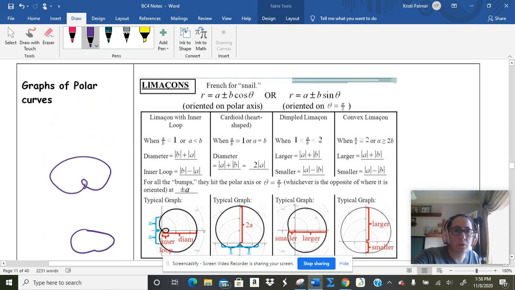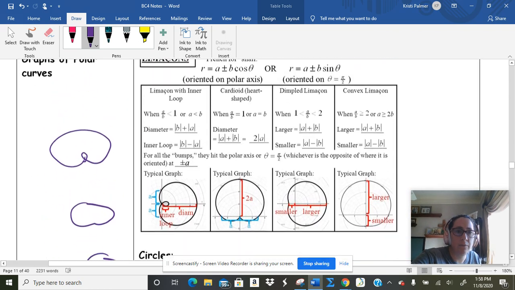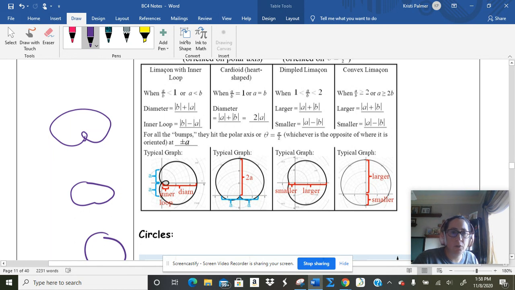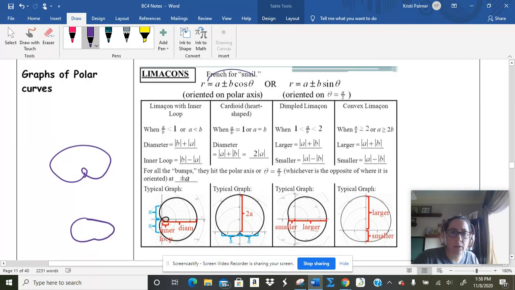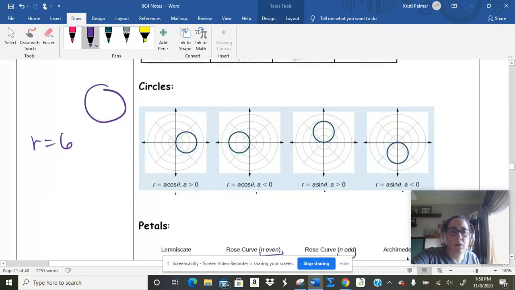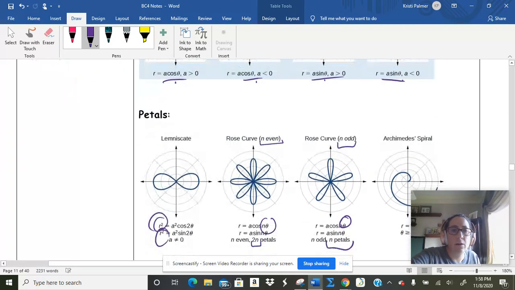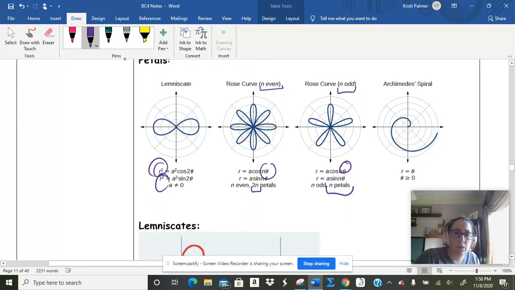Okay, so in part two, we're going to talk about how you can have some of these curves memorized if you want. These types, when you're in this general form here or here, you could have this little loop, or it could be a dimple. Circles are going to be in these general forms, or just r equals some constant is also a circle. It's going to be centered at the pole, okay?